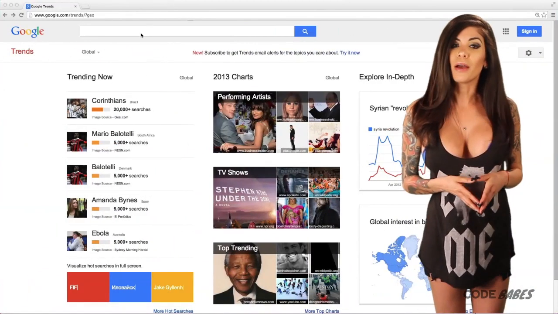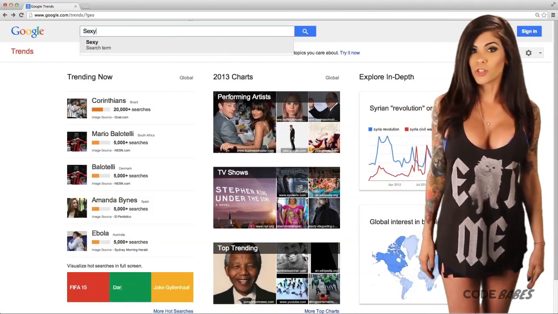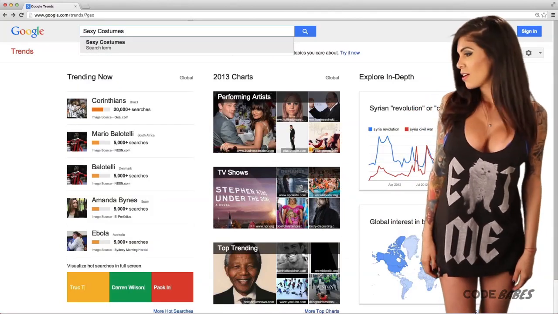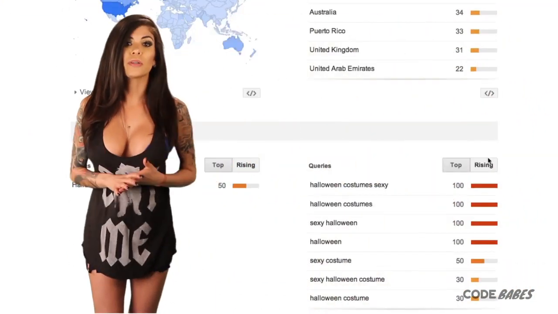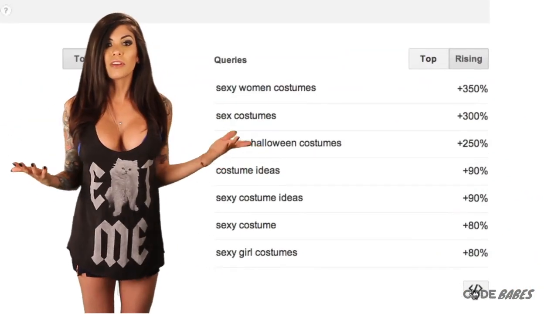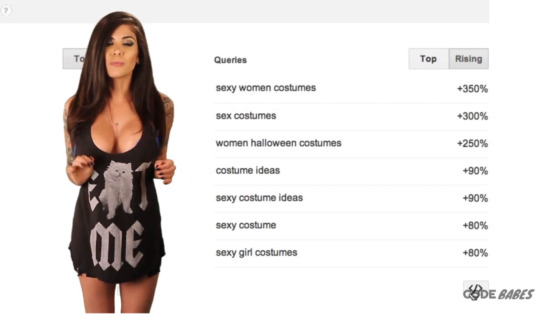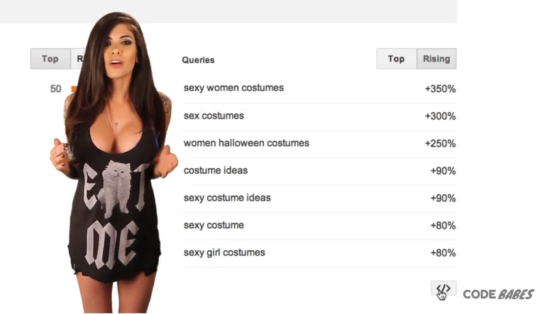There's also a tool called Google Trends that lets you see search trends over time. Let's add the sexy costumes term and we can see the graph. With the obvious Halloween spikes, we can also sort by region and see related search queries at the bottom. The rising queries are also a good place to look for keyword ideas to put into your site. Next, we'll talk more about optimizing your content, and I'll optimize all of this.